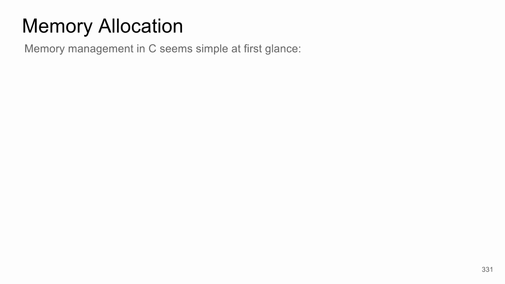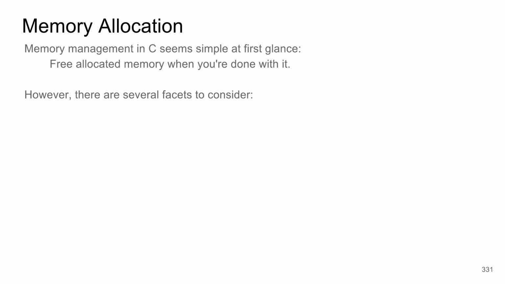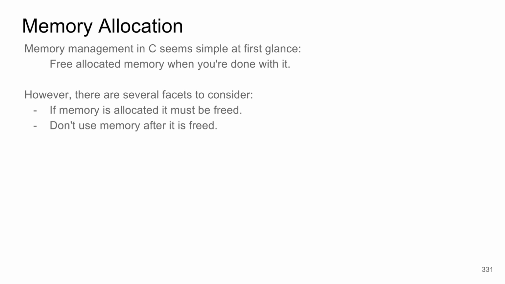All right. So memory management in C seems simple enough at first glance, which it really is a simple concept. However, it can be extremely detrimental if you aren't careful while doing it. So at first glance, it just seems like free allocated memory whenever you're done with it. But this has many more implications. So if memory is allocated, it must be freed. We can't use memory after it's freed.